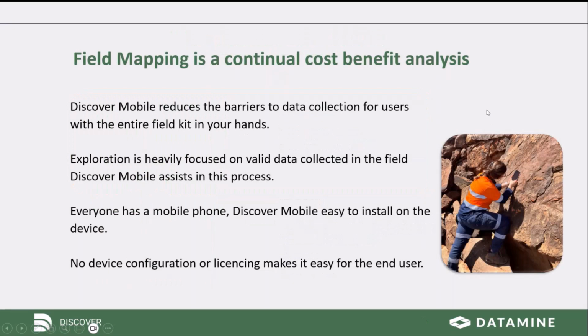Okay, so field mapping. Pretty much field mapping is a continual cost benefit analysis. What I mean by that is when you're out in the field, you're always deciding, should I go over to that outcrop? Is it hard to access? Can I be bothered? So what we've tried to do with Discover Mobile and ArcGIS Pro, with all the tools we've got in there, is reduce the barriers for collection. Essentially the user has the entire field kit in their hands. That's not to say that you can't use paper or your compass and all that, but we've got the tools in there if you want to use them.